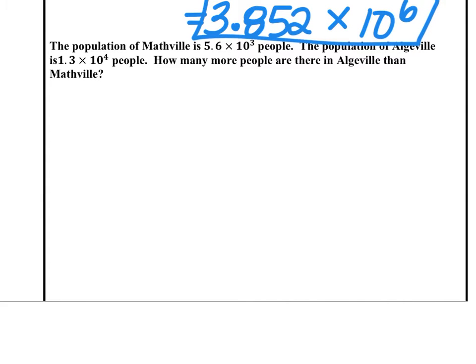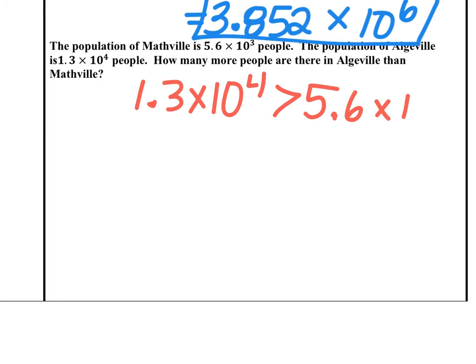So I know the wording in the problem should clue you into that, but in case you missed it, 1.3 times 10 to the 4th is in fact greater than 5.6 times 10 to the 3rd, because if you were to actually move these into standard form, you'd move 1.3 4 times. And so it's going to have an extra 0, which means it has an extra place value, which makes it a bigger number. When you have negative exponents, same thing applies. The one that's less negative is going to be bigger. Okay, so how many more people are there in Algeville than Mathville? You should be subtracting.